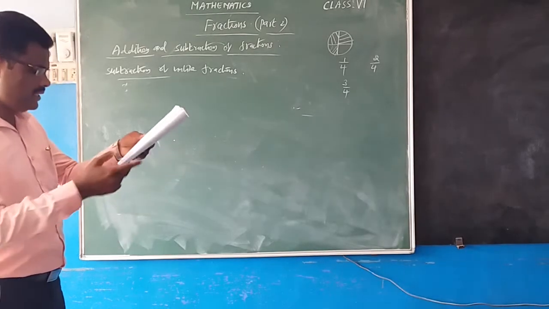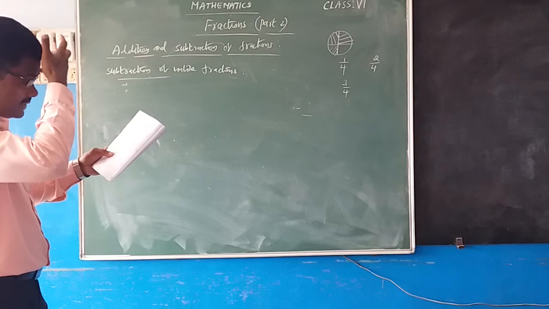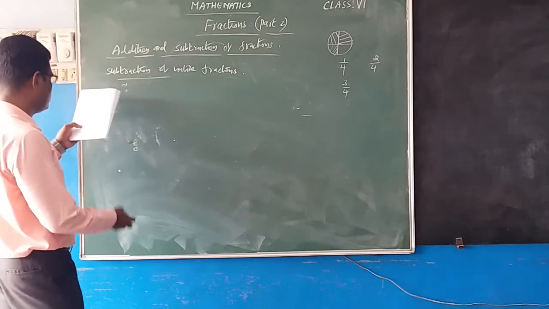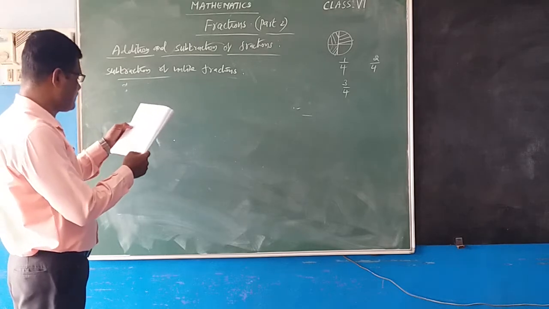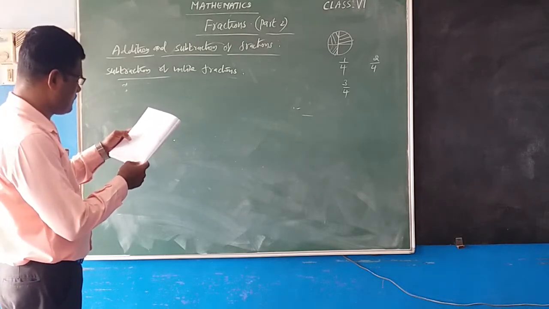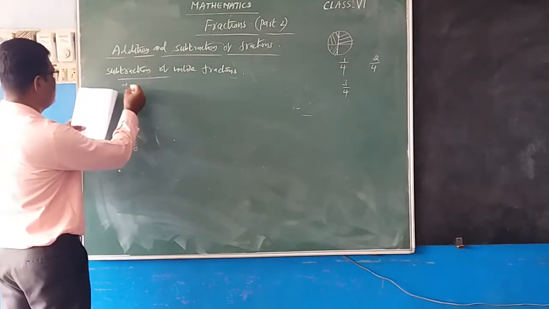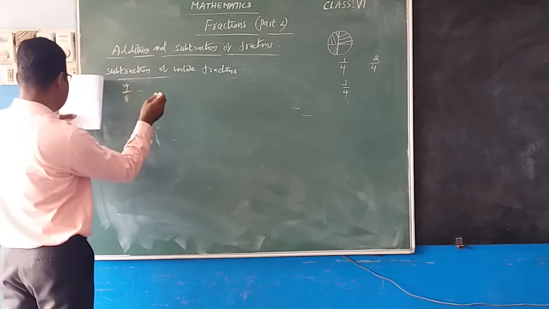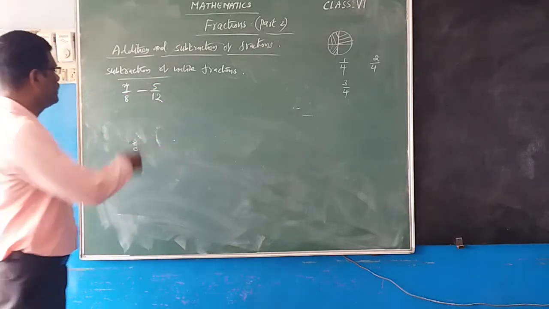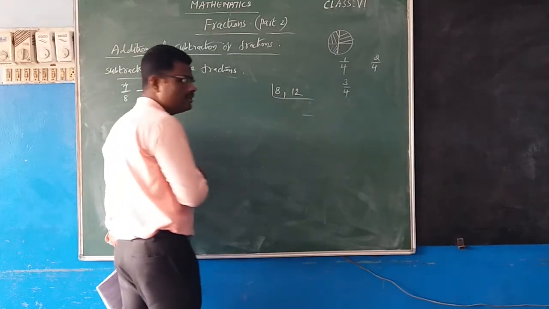Let us see one example. Subtraction of unlike fractions. Find the difference of 7 by 8 minus 5 by 12. This is the example. 8 and 12 are given, so it is an unlike fraction.